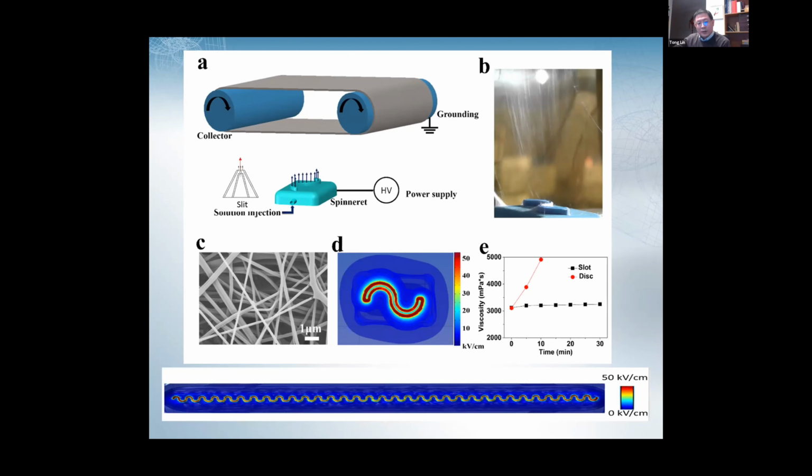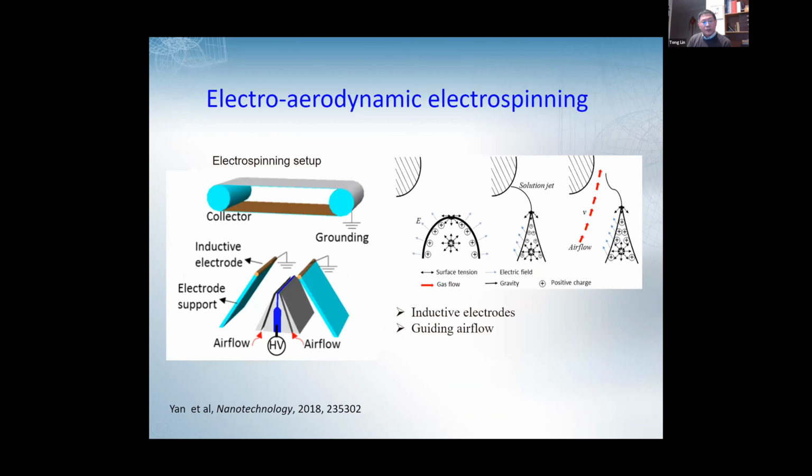This is an example where we have a solution containing acetone. If you compare that with the disk, you can find in the disk system the solution's viscosity increases very rapidly. However, in the slot system, it's very stable. So this is a new design we developed recently.